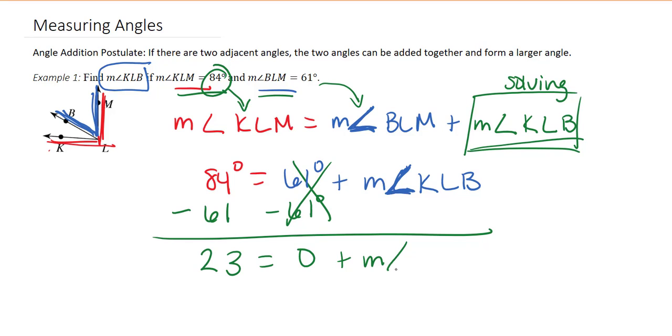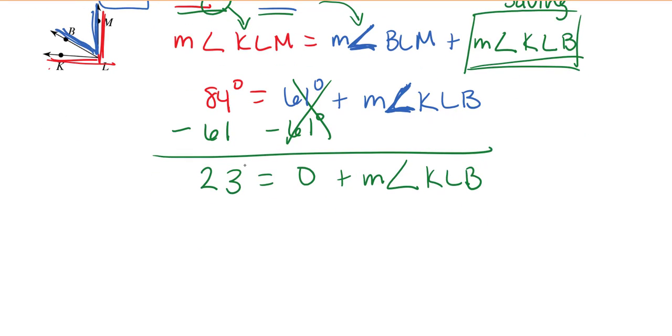So what's our missing angle? Well, it's actually just 23 degrees. So this would be our solution. We solved for the smaller one. We took the larger one that we knew for that angle, and we subtracted this smaller one inside to find this missing one right here.